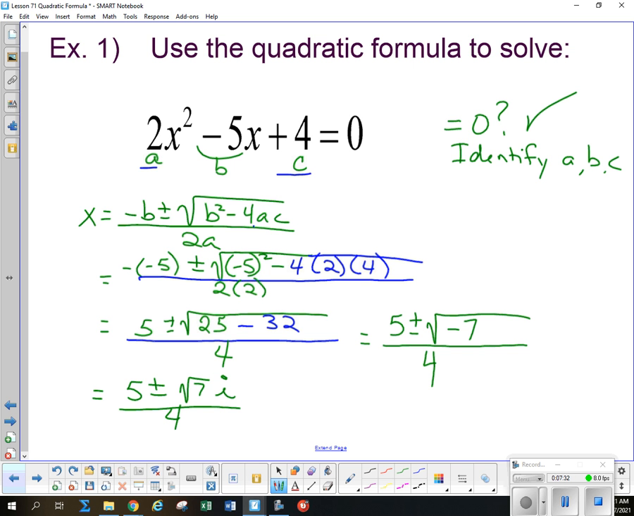When it is imaginary, I can't leave it all together. I have to separate real and imaginary. So this becomes 5/4 plus or minus the square root of 7 over 4, and then an i out to the side after that. Those are my 2 answers for x. Any questions on that one? Okay, let's do some more.